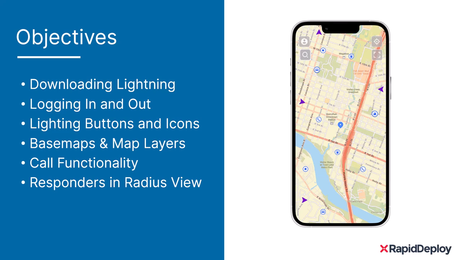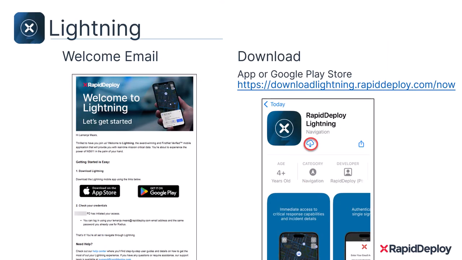In this training, we're going to cover how to download Lightning, logging in and out of Lightning, the various buttons and icons in Lightning, how to change the base map and add map layers, call functionality, and how the telecommunicator views the Lightning responders in Radius. Let's start with downloading Lightning.